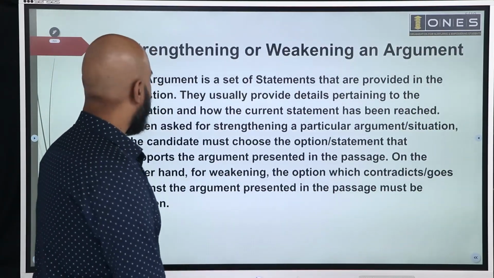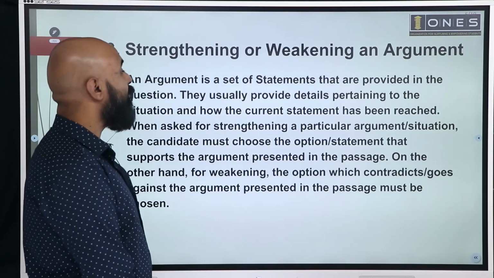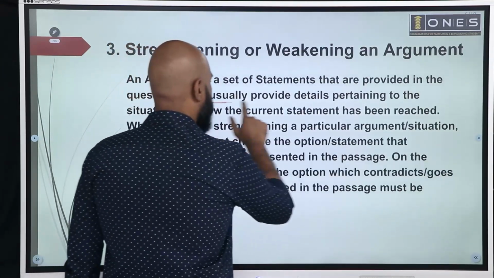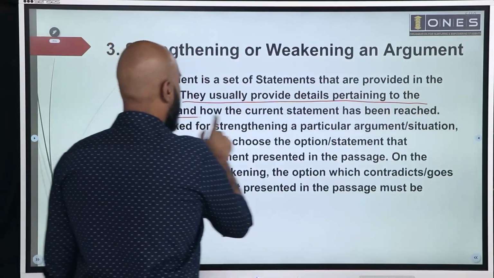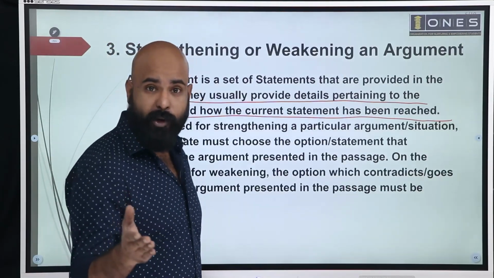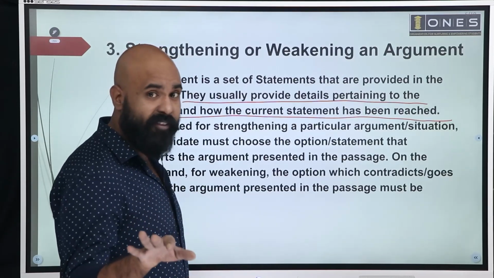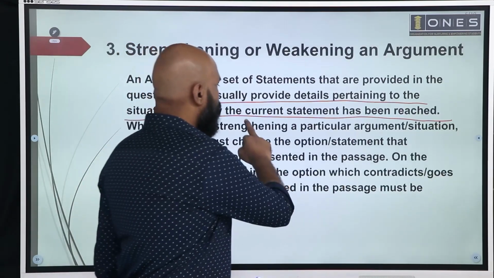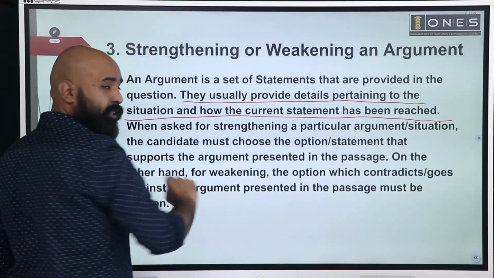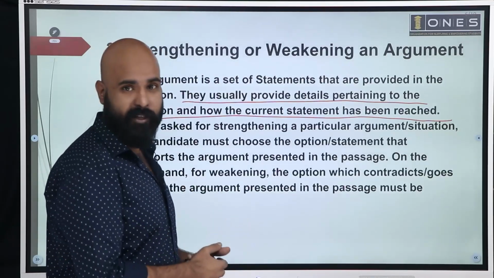Strengthening or weakening an argument. An argument is a set of statements that are provided in the question. They usually provide details pertaining to the situation and how the current statement has been reached. Now, remember what I said. You remember that example which I've given you. It is going to rain tonight. Since it was cloudy the whole evening, it is going to rain tonight. Current statement is, it is going to rain tonight. Details pertaining to the situation, since it was cloudy the whole evening. So that is how an argument and a statement is related.